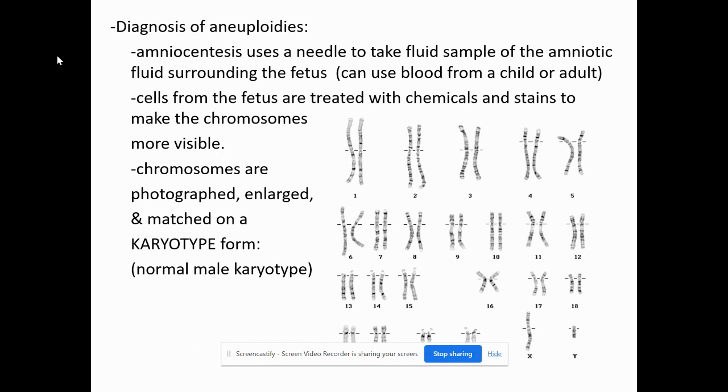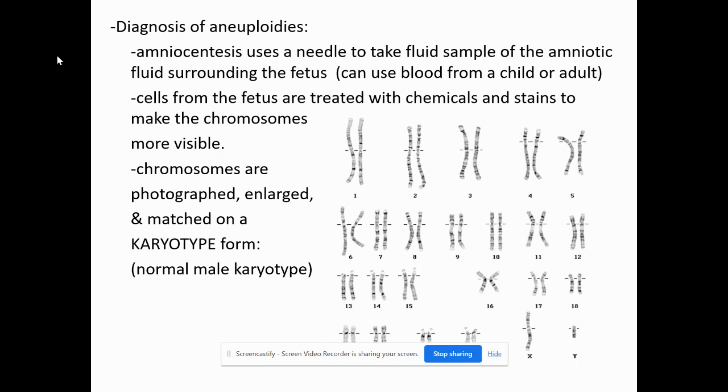Back in the day, you could actually see it. It would look like old school X-ray film. And they would literally look to see, are all the chromosomes there? Are there too many? Are there too few? Are they missing part of a chromosome? Is there an extra part of a chromosome somewhere? And this picture is called a karyotype.